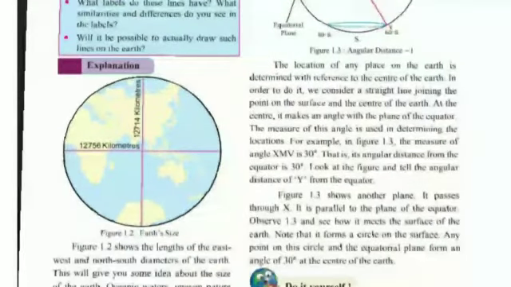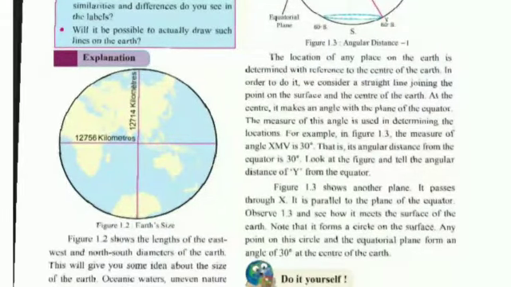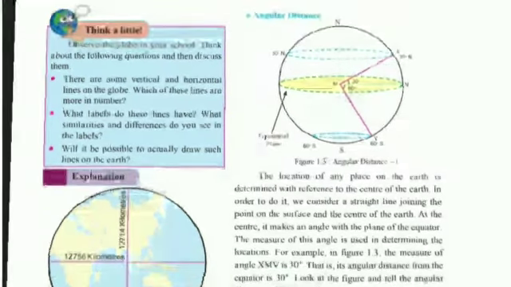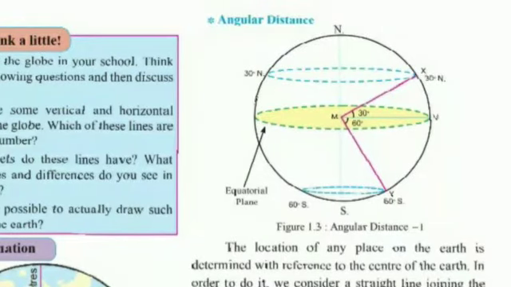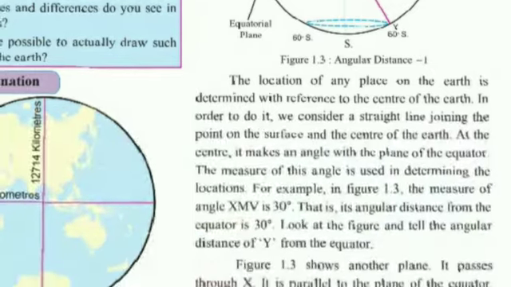The other plane passes through X. It is parallel to the plane of the equator. How does it meet the surface? Note that it forms a circle on the surface. Any point on the circle and the equatorial plane form an angle of 30 degrees at the center of the earth. We can see in the dotted line they have formed one circle. So that circle is at 30 degrees.